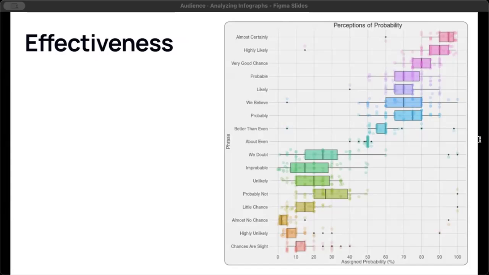This graph is highly effective because it provides clear insights into both central tendency and variation of each phrase. It's visually engaging with a clean, organized layout that makes comparisons easy. The use of box plots is appropriate for showing how people's interpretations vary. Overall, this graph successfully communicates its message, illustrating the subjective nature of probability language and how different terms cluster around certain probability ranges.